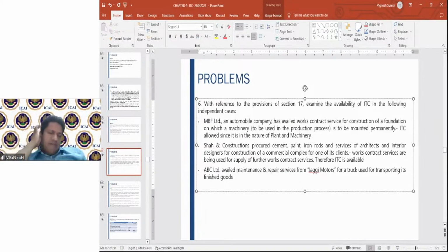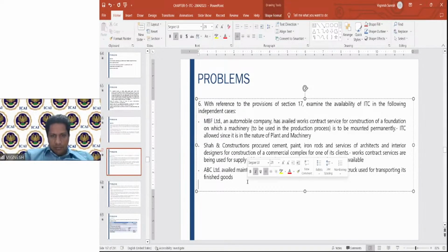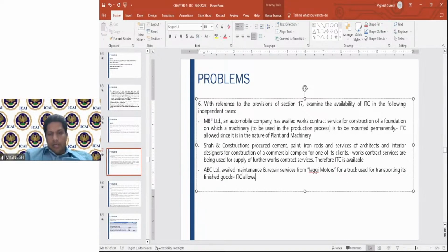Then ABC Limited availed maintenance and repair services from Jaggi Motors for a truck used for transporting its finished goods. Section 17 subsection 5, when it speaks about motor vehicles, restricts only vehicles for transport of passengers. So therefore, this also will be allowed. Okay, any confusions here? Please ask.